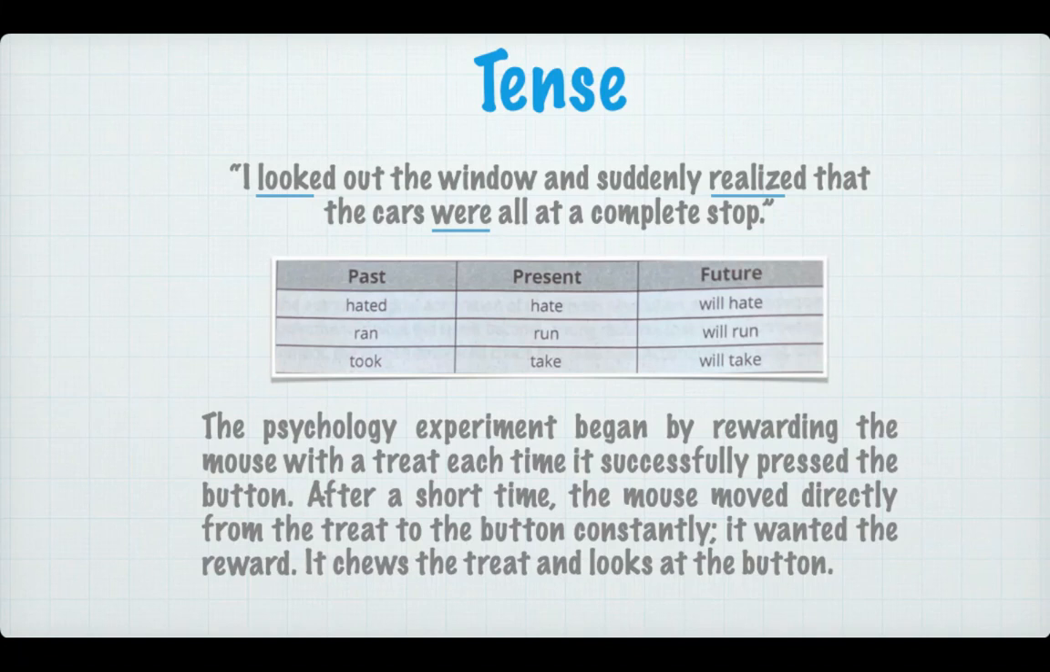Did you catch the shift in tense? The first two sentences occur in the past, then suddenly we're placed in the present. To correct a mistake like this, the writer should change the verb tenses in the last sentence so that they match the rest of the passage. It chewed the treat and looked at the button. Now they all match.